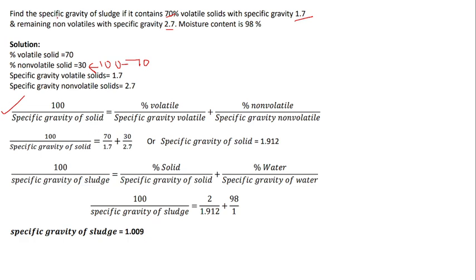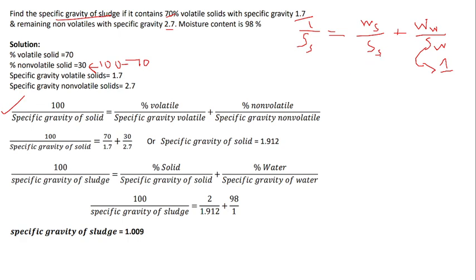The question is to find the specific gravity of sludge. To find it, we have to use this relation: 1 divided by the specific gravity of sludge is equal to the fraction of the solid divided by the specific gravity of the solid, plus the fraction of the water divided by the specific gravity of water. This is the weight fraction. You should know that the specific gravity of water is constant, which is nothing but 1.